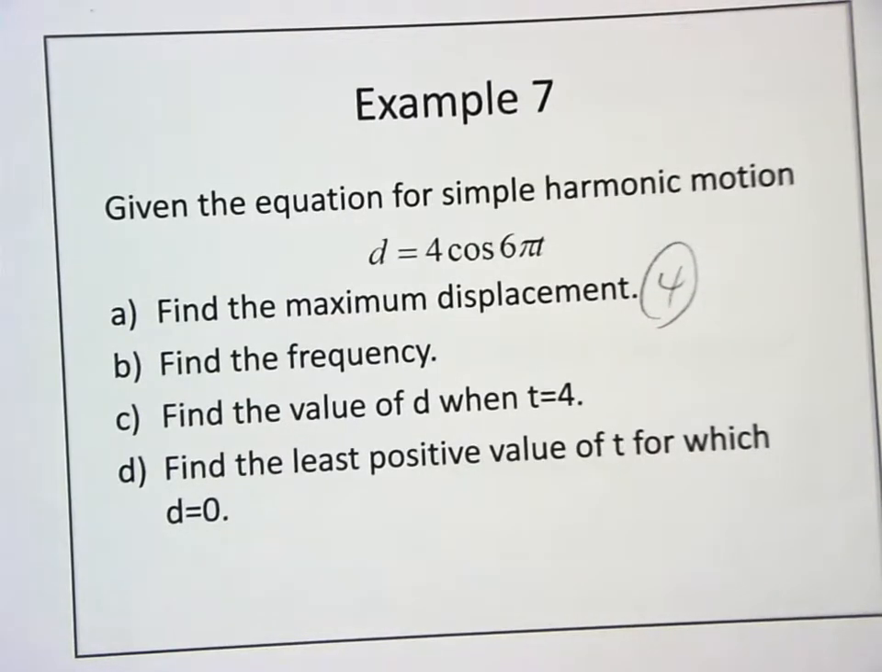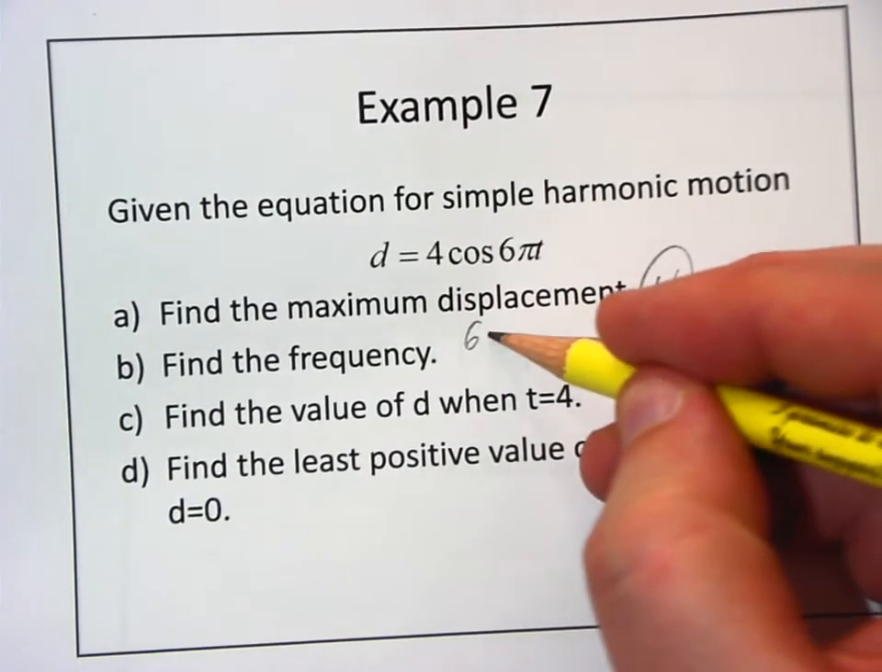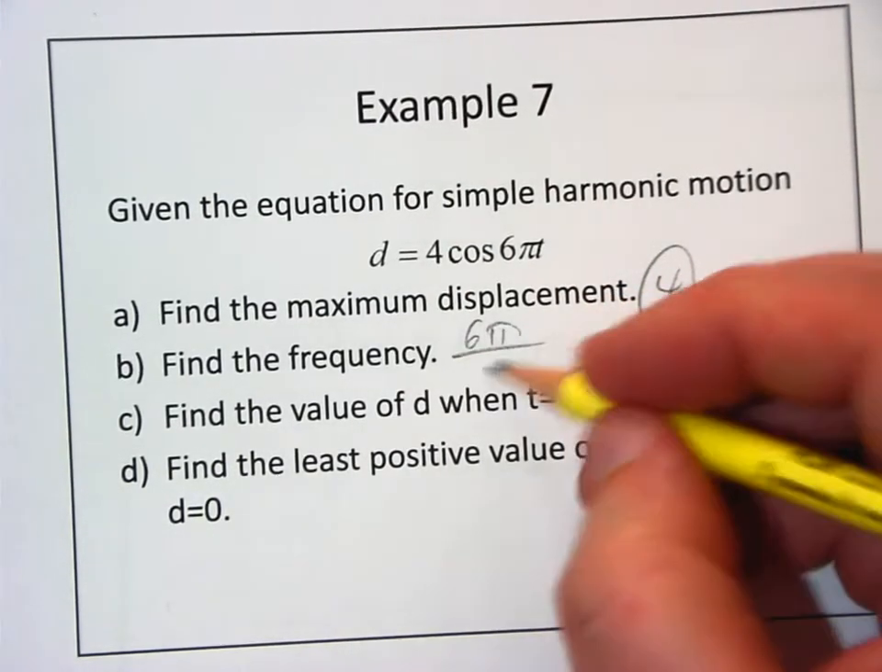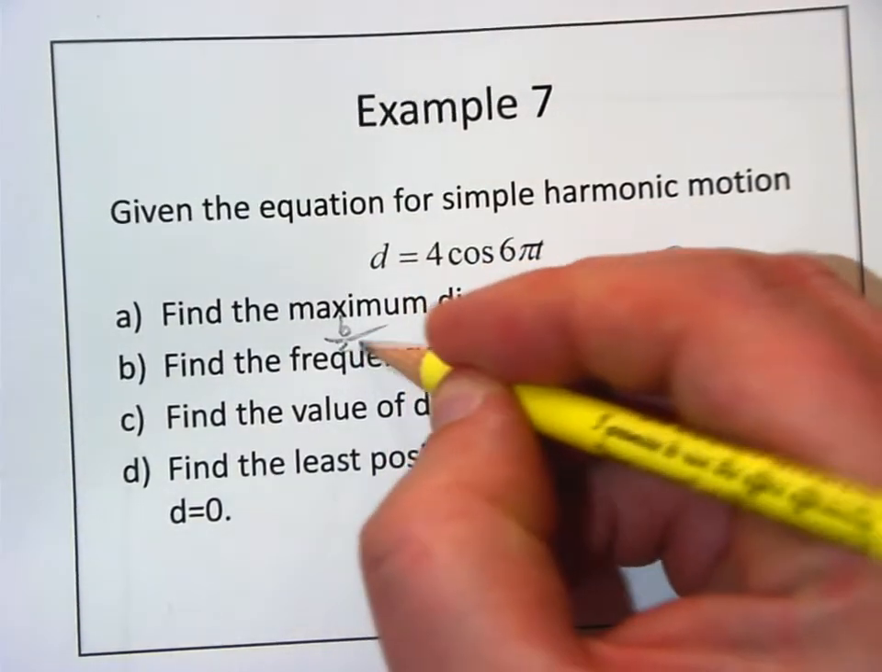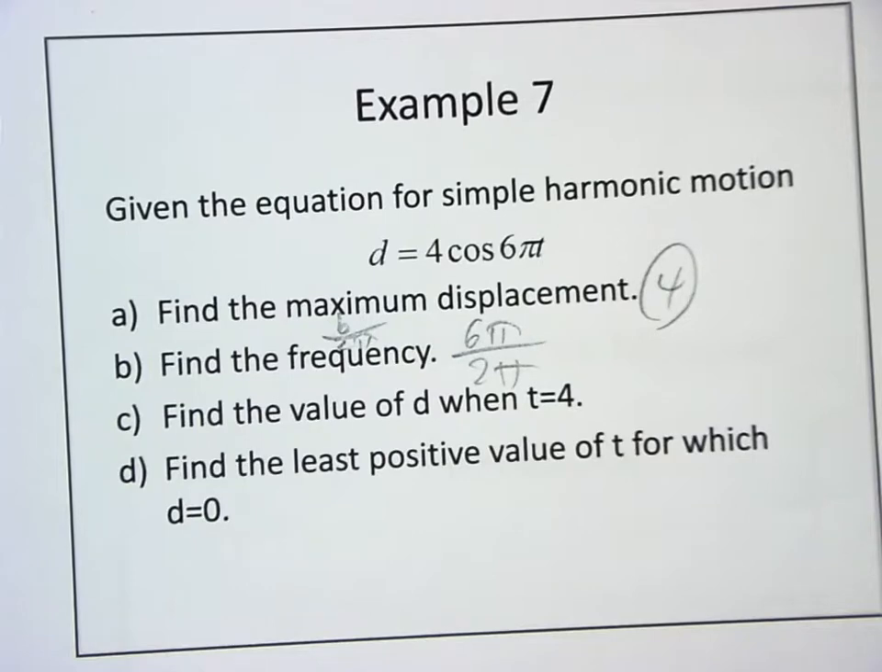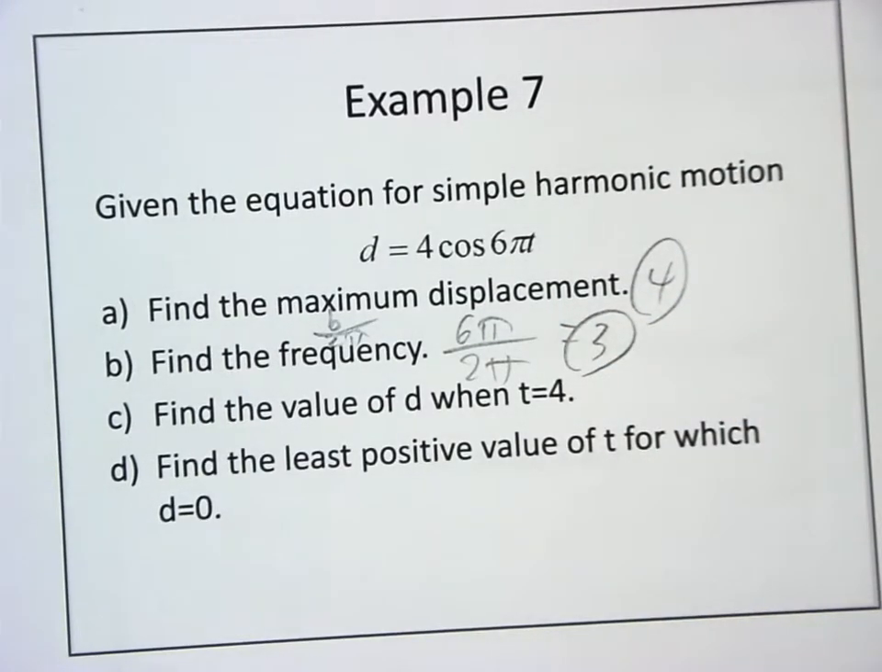Now for this, it's the reverse of finding the period, where you do 2 pi divided by whatever's in front of the t, right? So for this, you do 6 pi over 2 pi. Frequency is that b or omega over 2 pi. So what's that give you? 3. So the frequency is 3.